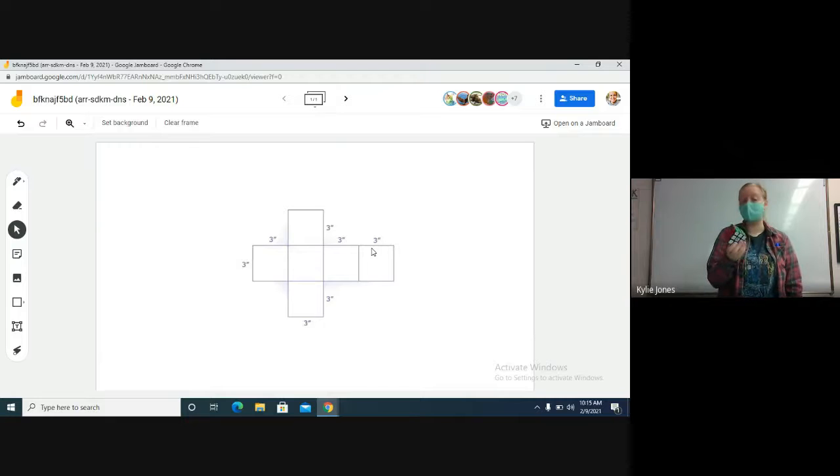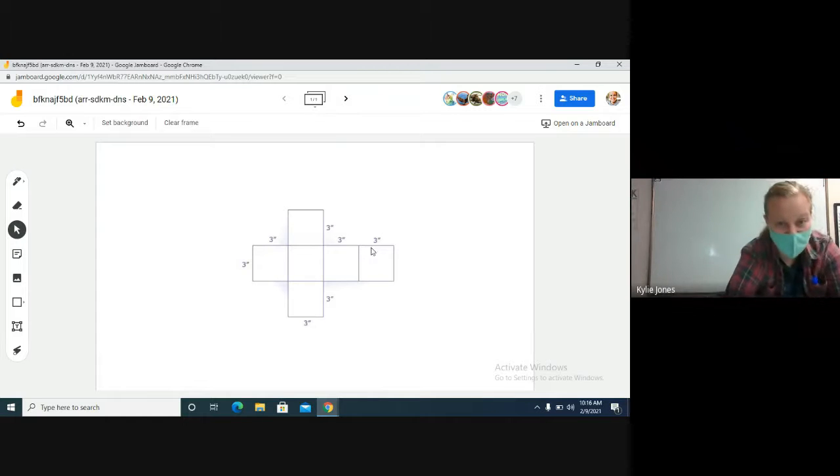In order to find the surface area of these, we need to figure out exactly how much area you need to cover on the whole thing. So like I said yesterday, if you're wrapping a present, you need to figure out exactly how much wrapping paper you need without any extra. So the way that we do that is we find the area of each different shape on here. So we need to take our measurements and multiply them.